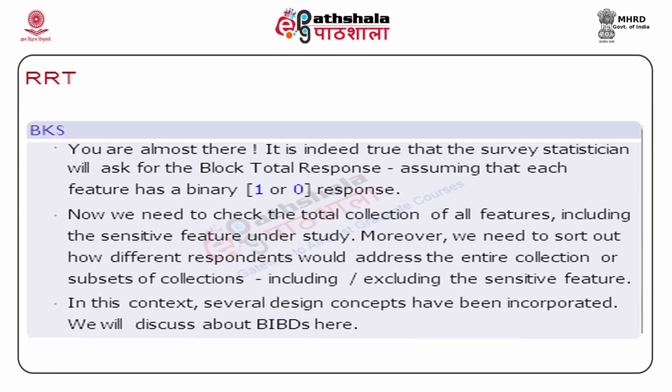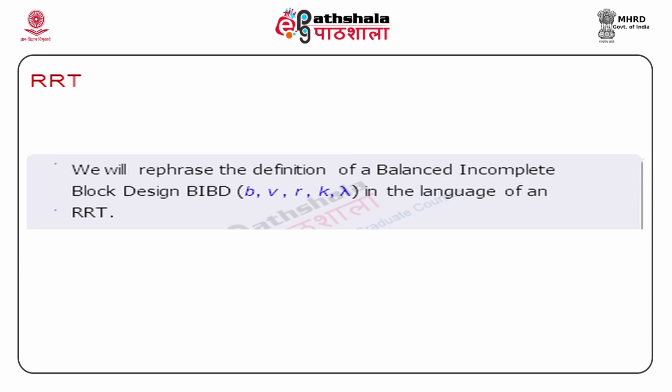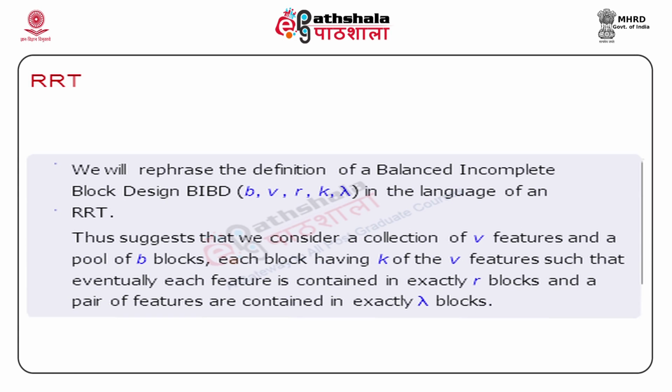In this context, several design concepts have been incorporated. We will discuss what are called balanced incomplete block designs, or BIBDs. We will refresh the definition of a BIBD in the language of an RRT. Thus, it suggests that we consider a collection of V features and a pool of B blocks, each block having K of the V features, such that eventually every feature is contained in exactly R blocks and a pair of features are contained in exactly lambda blocks.